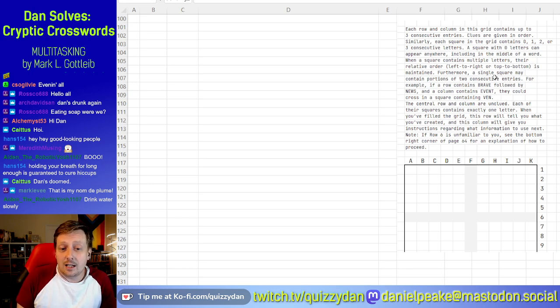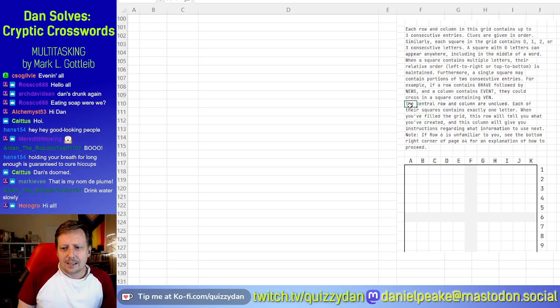So, for example, if a row contains brave and news, and a column contains event, they could cross with VEN, even though it's the VE of brave and the N of news. Oh gosh, there's going to be some logic involved here with all the crossings, isn't it?